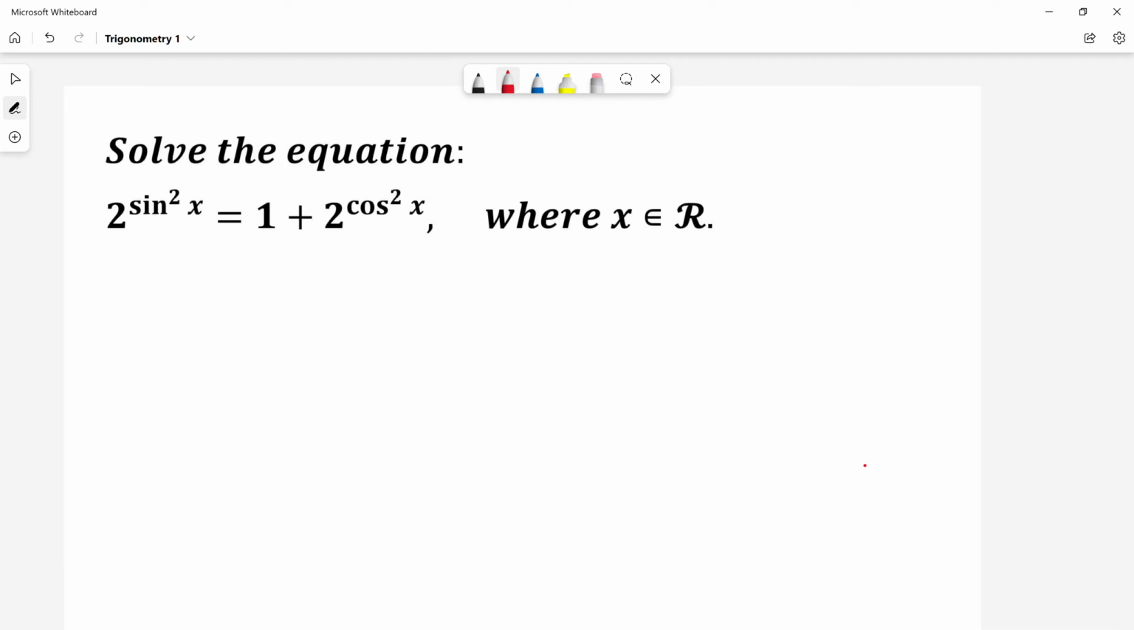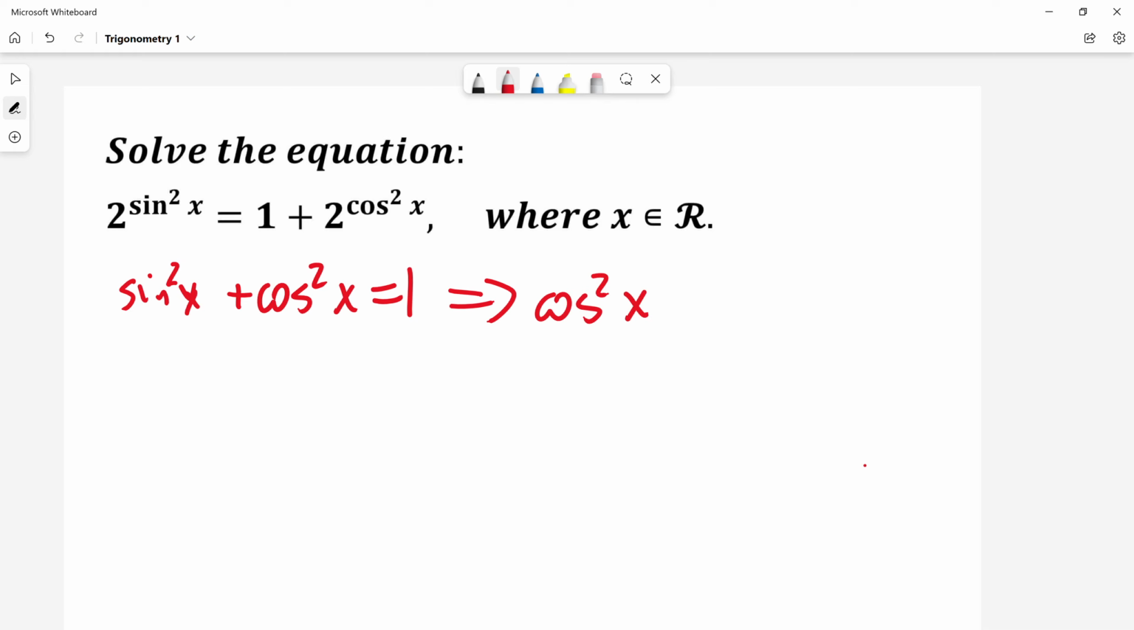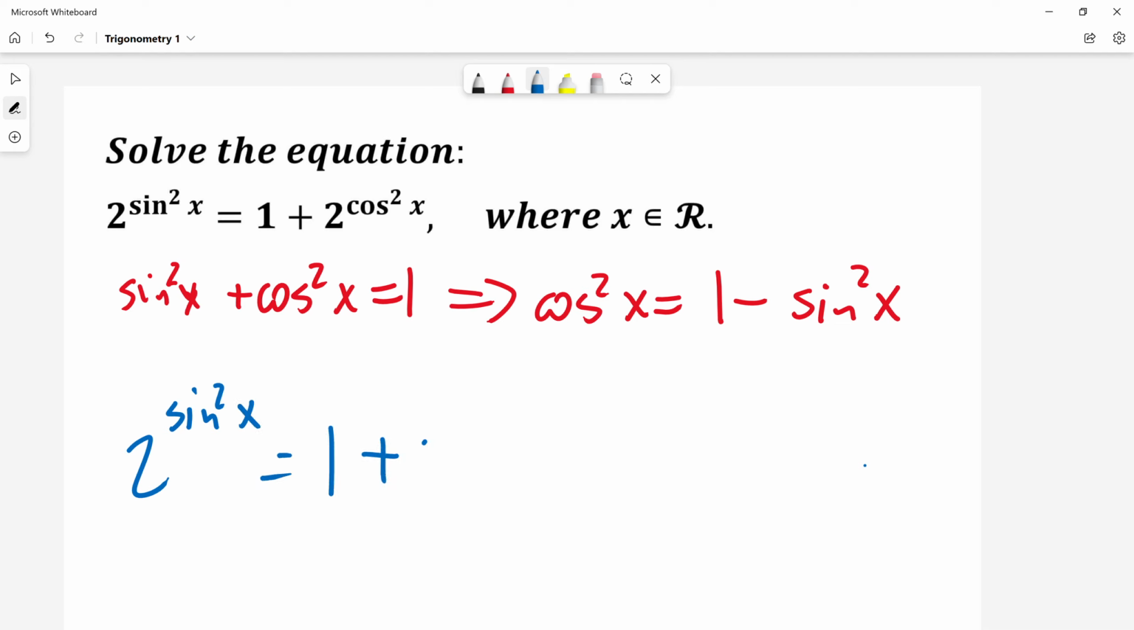So using the trigonometric identity sine squared x plus cos squared x equals 1, I know that cos squared x is equal to 1 minus sine squared x. So then my equation becomes 2 to the power of sine squared x is equal to 1 plus 2 to the power of 1 minus sine squared x.